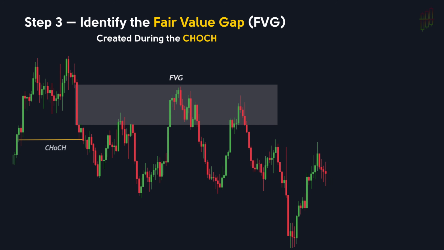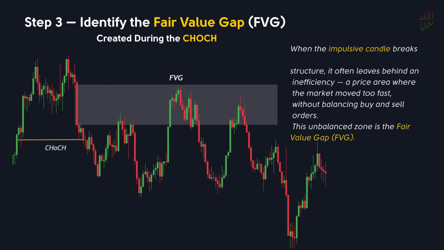Step 3. Identify the fair value gap created during the change of character. Now that the change of character has confirmed a potential shift in trend, your next mission is to locate the fair value gap inside the move that caused the change of character. When the impulsive candle breaks structure, it often leaves behind an inefficiency, a price area where the market moved too fast without balancing buy and sell orders. This unbalanced zone is the fair value gap.